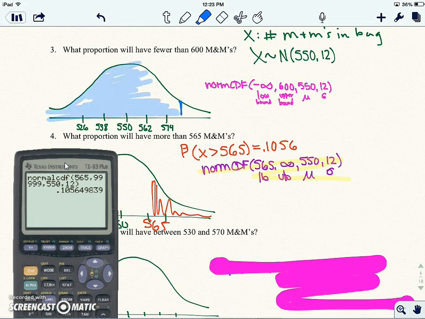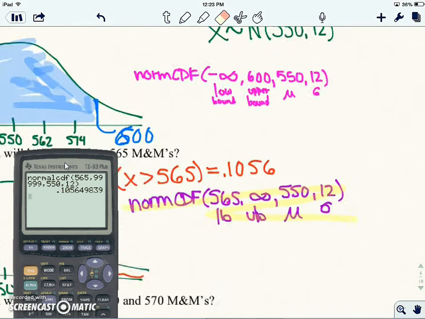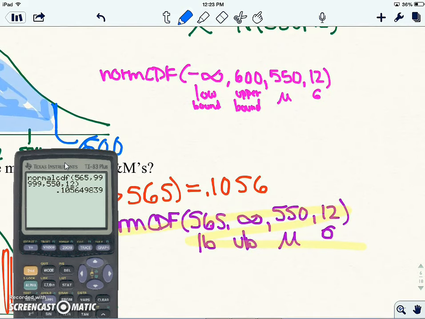Because on average you have 550, 2 standard deviations is 574. There's a good chance of having fewer than, say, 500. Or so use me, 600. So my question is, what's the probability of having fewer than 600?